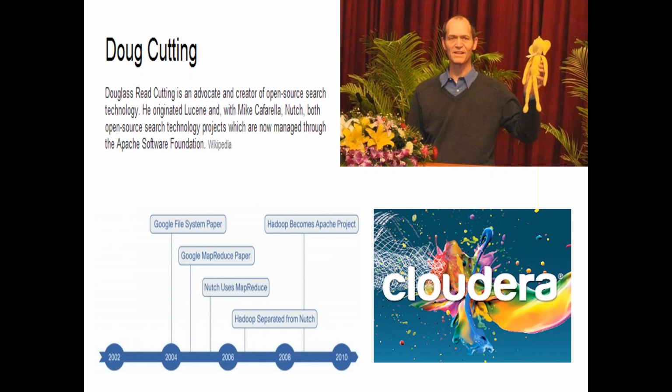Doug Cutting was the creator of Hadoop. He took the Google File System paper and developed a project called Hadoop, which is now part of the Apache project. We can find it in the Apache distribution, which is the open source distribution for all the open source software.